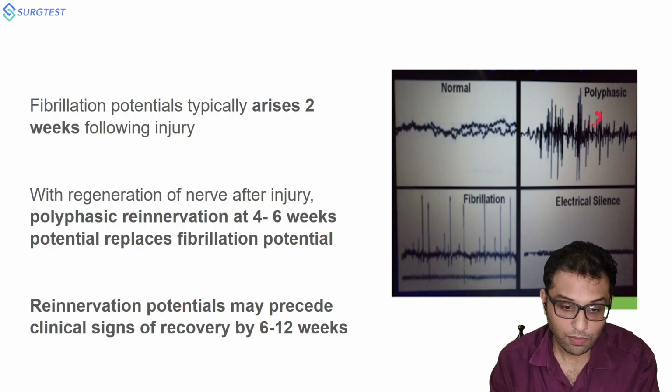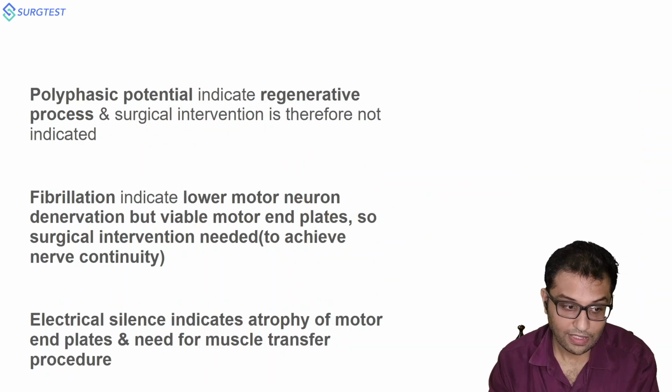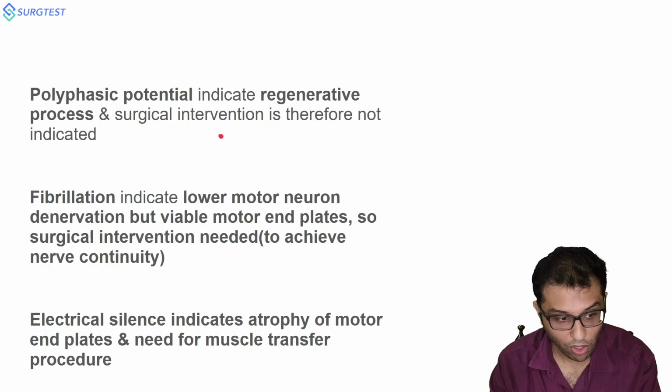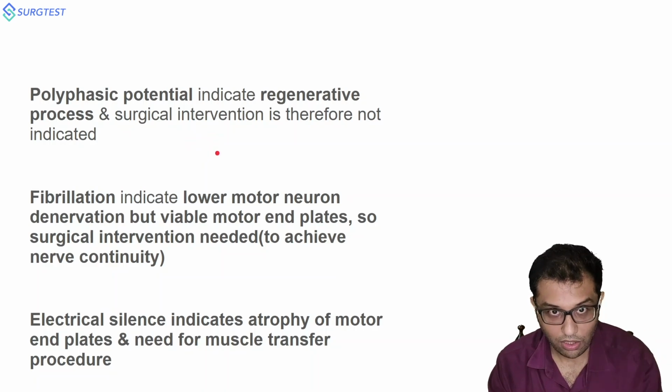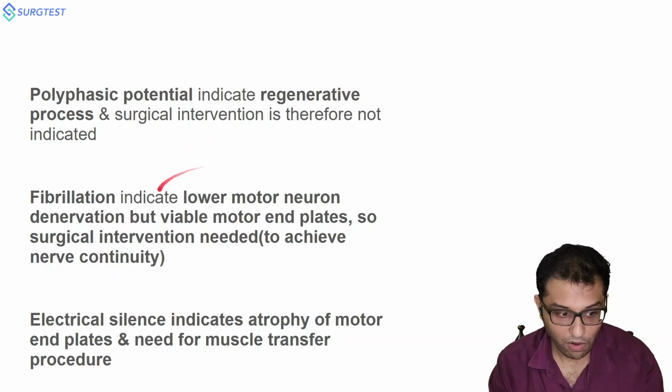And once these polyphasic reinnervation potentials start in EMG, it is a good prognosis and it shows that clinical recovery will come. That is, you can see clinical recovery within 6 to 12 weeks. So see how important this EMG is in deciding our further plan. How the plan is decided: if EMG potentials show a regenerative process, that is, reinnervation occurs, surgical intervention is not required. You can cancel your surgical intervention. The nerve will recover on its own.